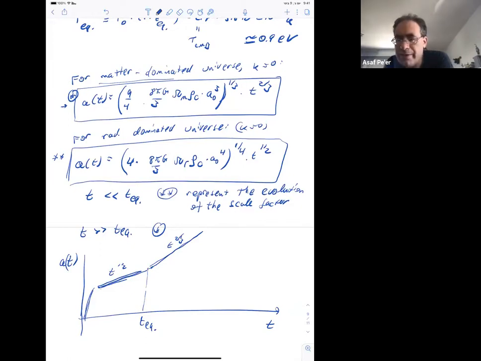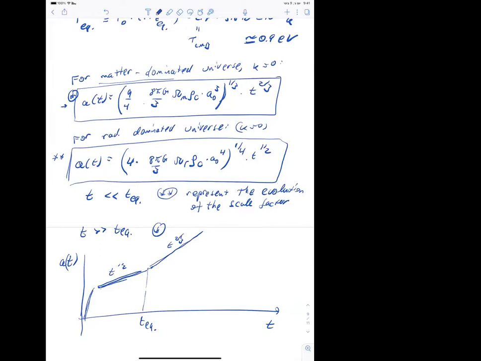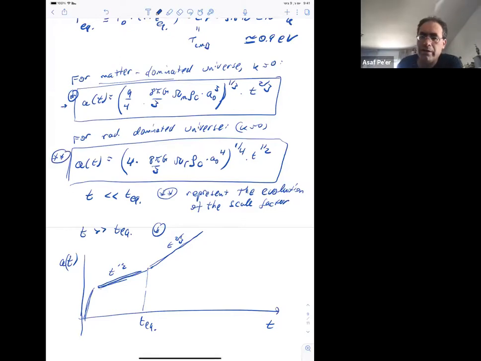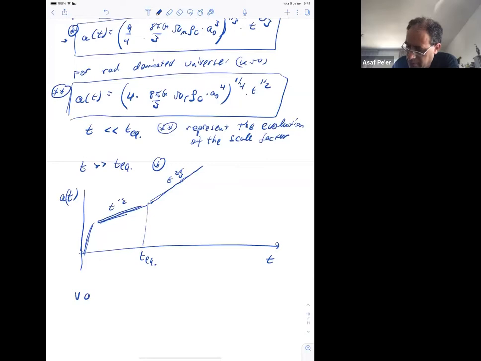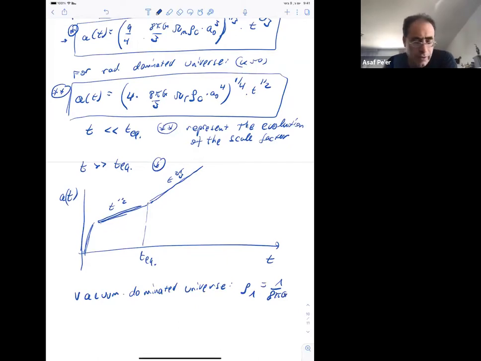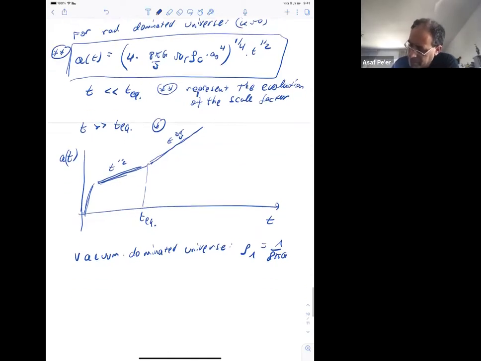Well, that's not the end of the story, because we said that there is also, in addition, a vacuum. So when we speak about a vacuum dominated universe, the energy density we said is rho lambda is lambda over 8 pi G. And then the solutions, now it's easier to obtain a solution for open, closed, and flat universes. I'll just hand you the solution.